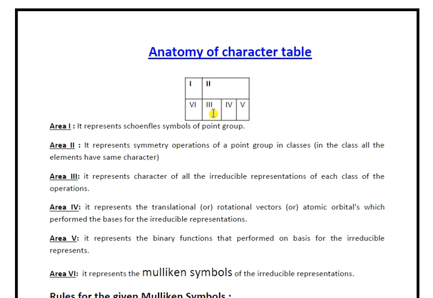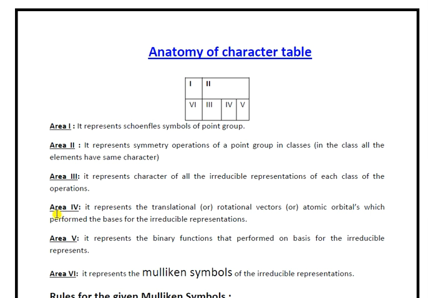Next, coming to region 3. In this region 3, it represents the characters of all the irreducible representations for each class of the operations. Individual symmetry operations contain characters that are present in region 3.